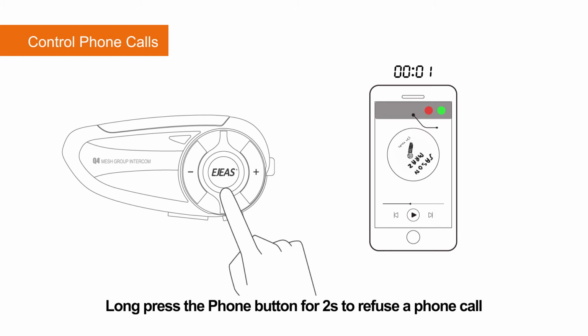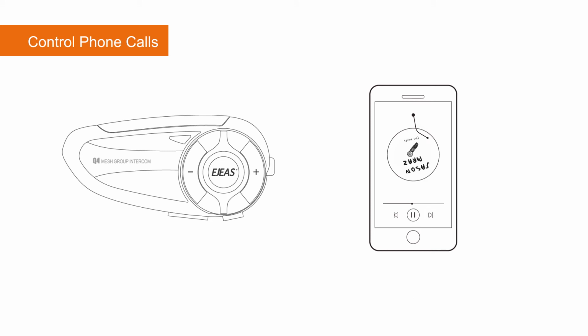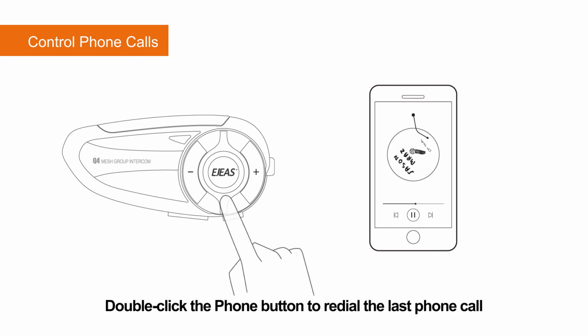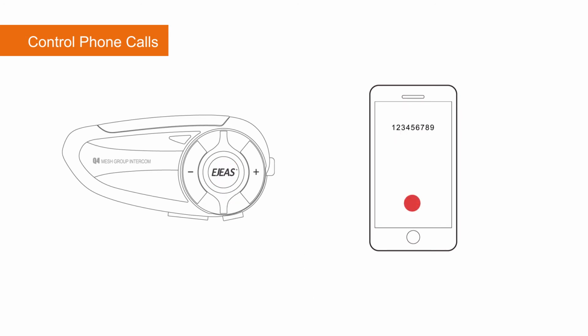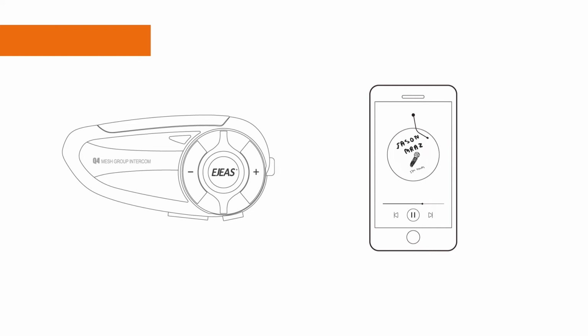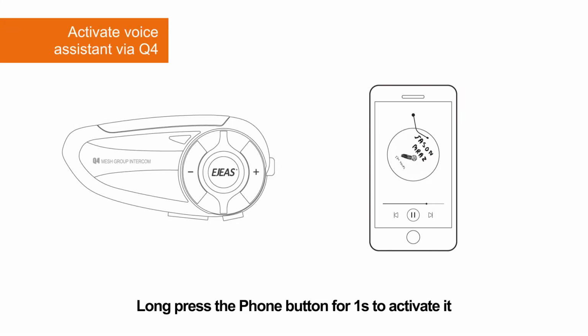Long press the phone button for 2 seconds to refuse a phone call. Double-click the phone button to redial the last phone call. Click the phone button to cancel dialing. Long press the phone button for 1 second to activate it.